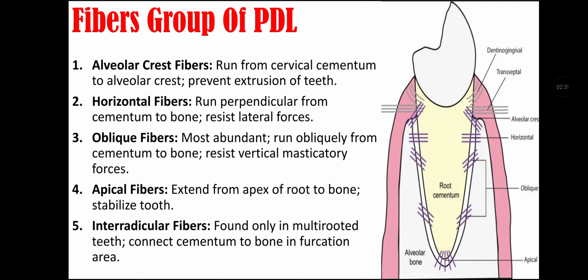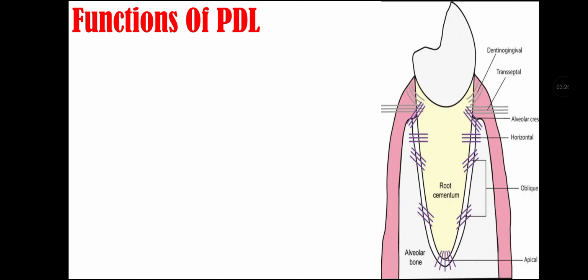Third are oblique fibers, as you can see in diagram. They are most abundant fiber and they run obliquely from cementum to bone. They resist vertical masticatory forces. Then there are apical fibers that extend from the apex of root to bone and stabilize the tooth. Then there are interradicular fibers that are found only in multi-rooted teeth and they connect cementum to bone in furcation area.